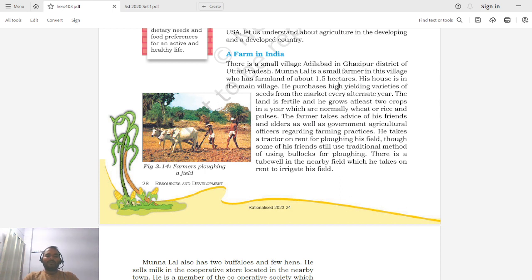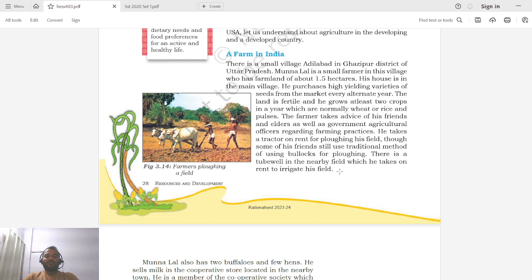So if you see, since he has 1.5 hectares of area, he is using a tractor for farming, but some of his farmers may practice ploughing by using bullock carts, which is the conventional method as indicated in this figure. So he takes a tractor on rent for ploughing his field through some of his friends, though some of his friends still use the traditional method of using bullocks for ploughing.